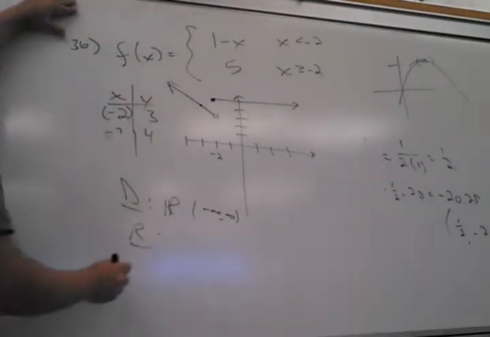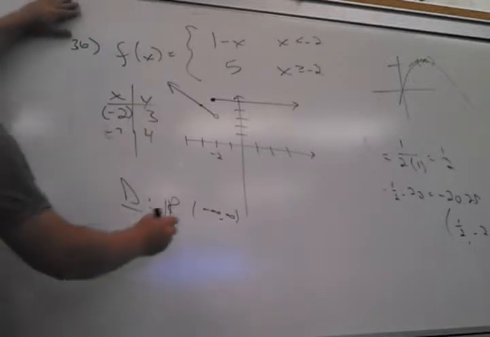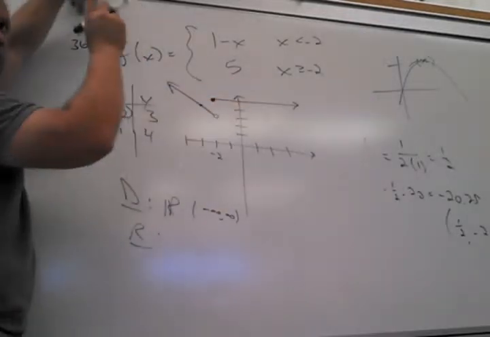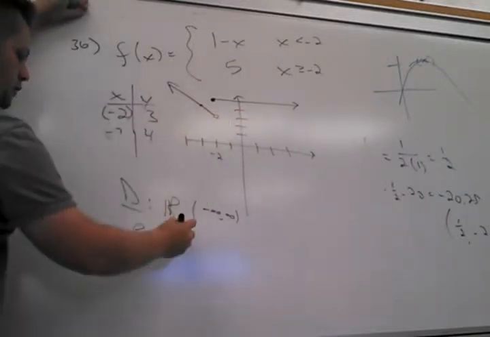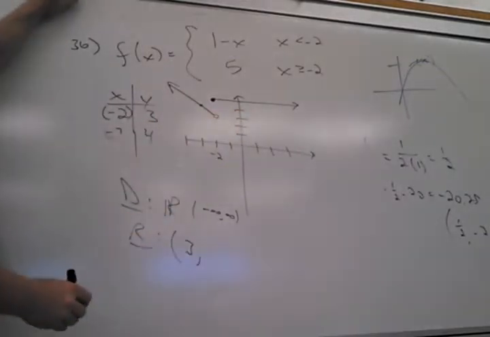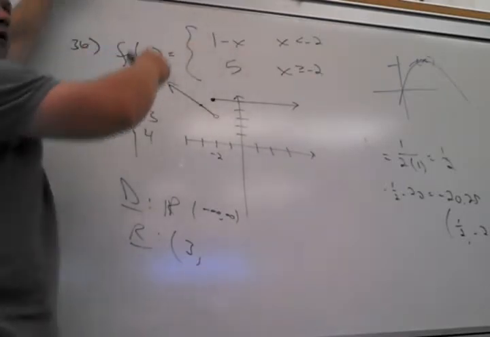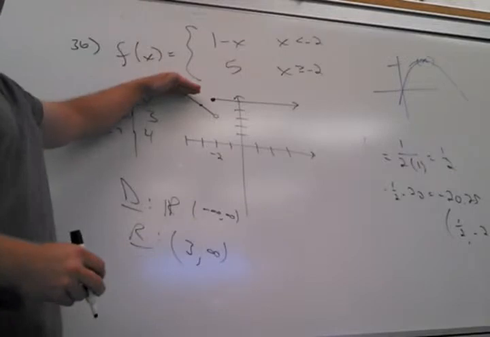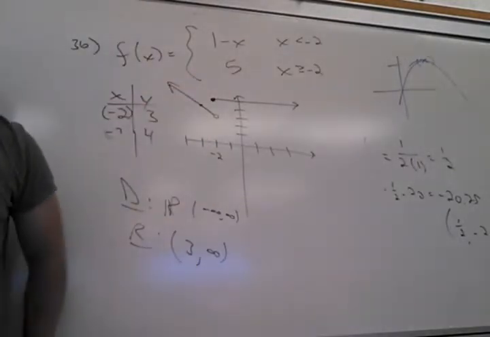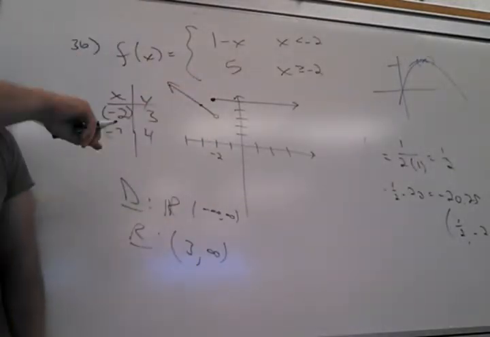And then range, be careful. The lowest output is almost 3. So almost 3. And it doesn't miss anything after that, right? To infinity. It just happens to have an infinite number of 5s, but it just hits 5 somewhere. That's all we care about. So it goes from 3 up.